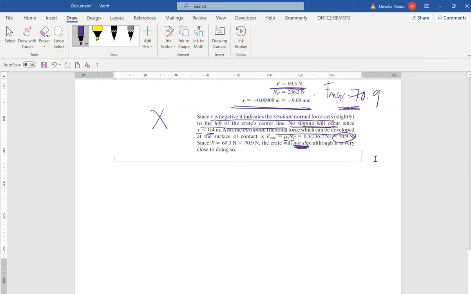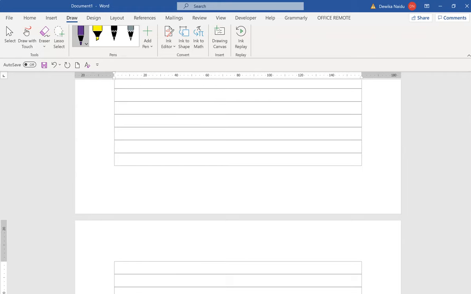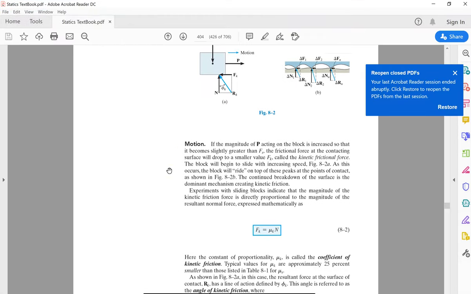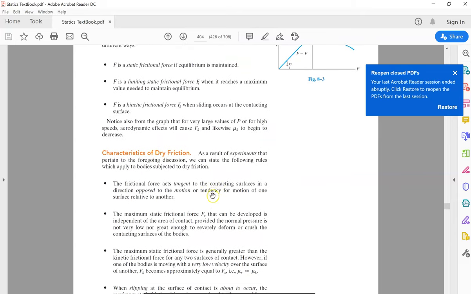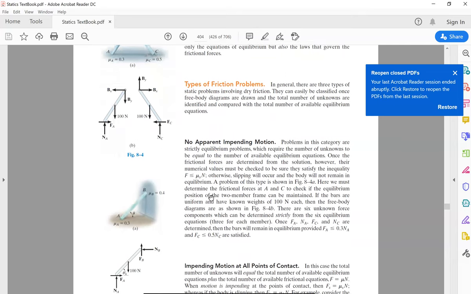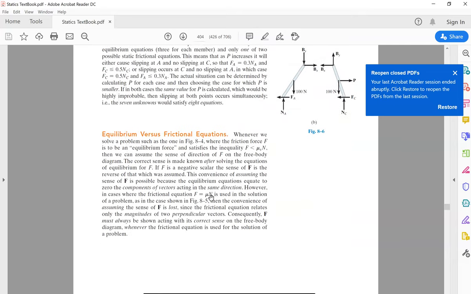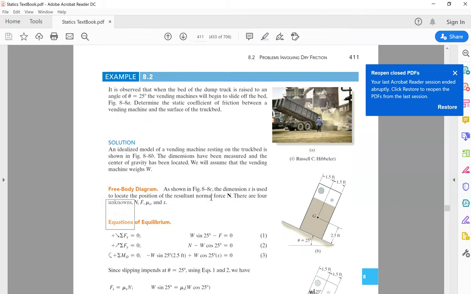So I'm going to also copy paste another question. Okay, let me see. This is the textbook. You have a copy of the textbook as well. That was the example that I did.